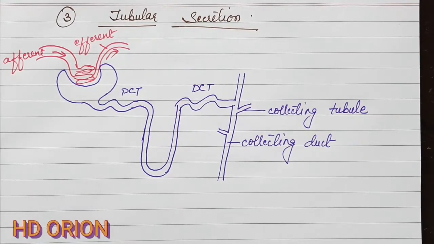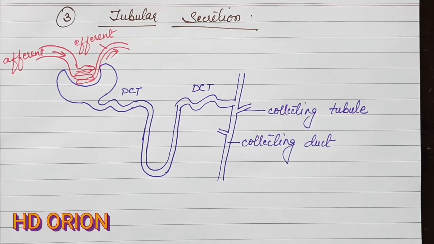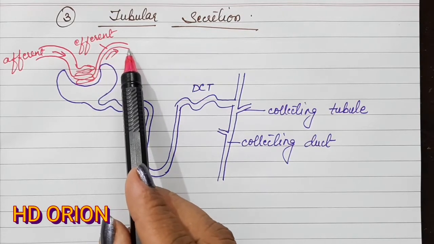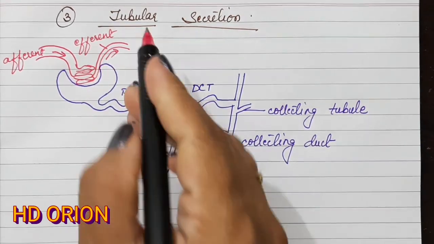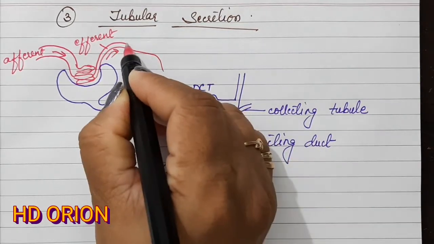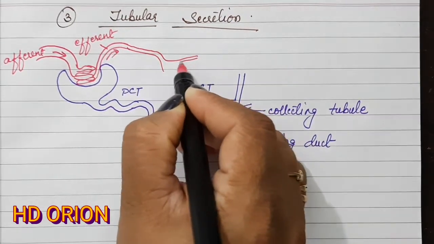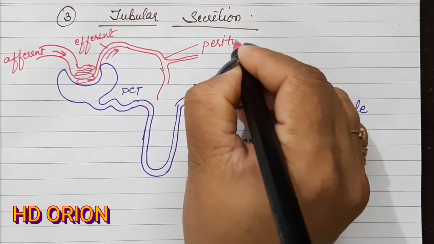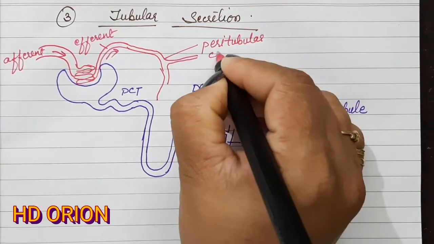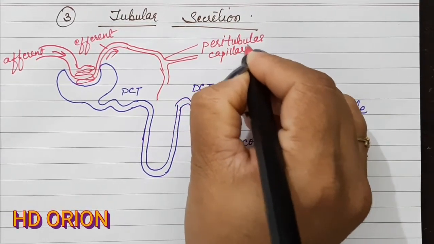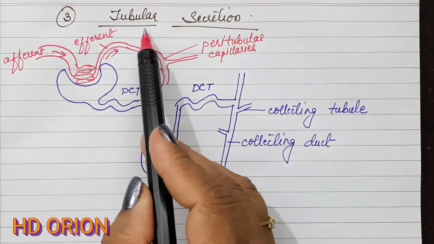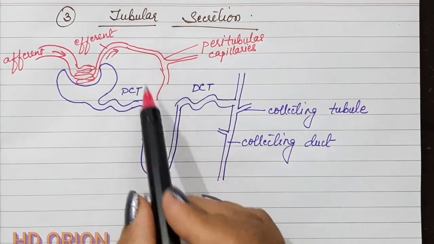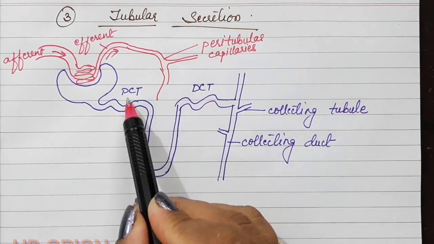Now let us see the last step of the mechanism of urine formation, which is tubular secretion. This is the efferent arteriole which comes out of the Bowman's capsule. This further branches to form many capillaries. So there are many capillaries over here, and these are called peritubular capillaries. This particular step, tubular secretion, is so called because it occurs in the tubules. Now here we have two tubules, the DCT and the PCT.